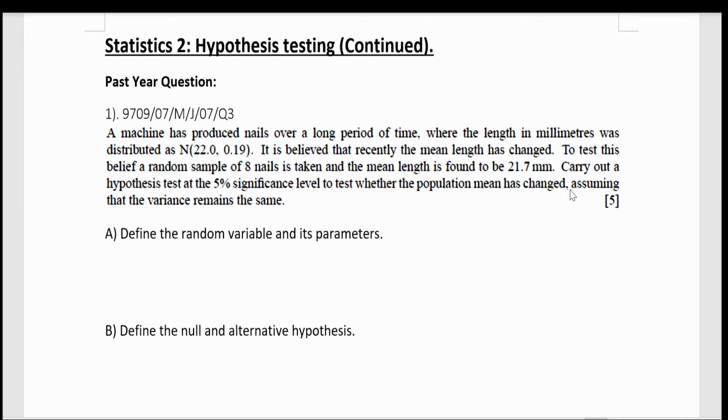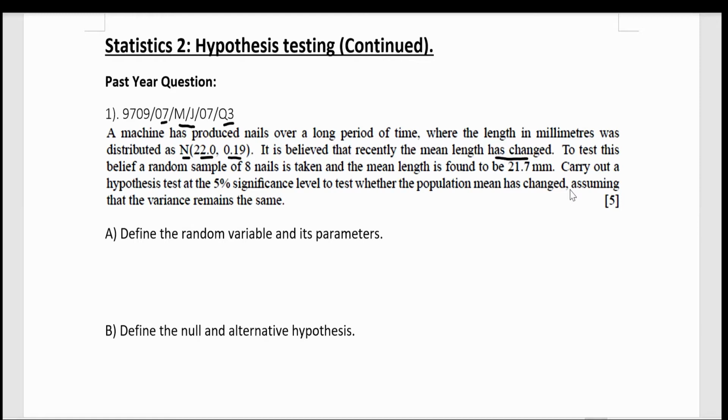Let's have a look at these past year questions. The first one is May June 2007. Last time it was called paper 7 and now it has become paper 6, question 3. A machine has produced nails over a long period of time, where the length in millimeters was distributed as N, which indicates a normal distribution, where the mean is 22.0 and the variance is 0.19. It is believed that recently the mean length has changed.